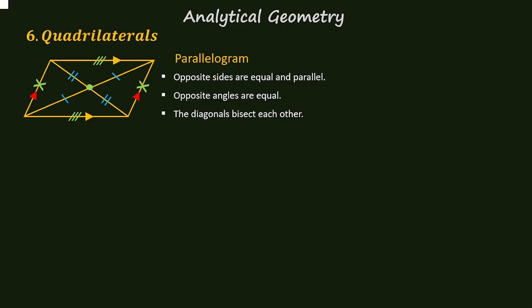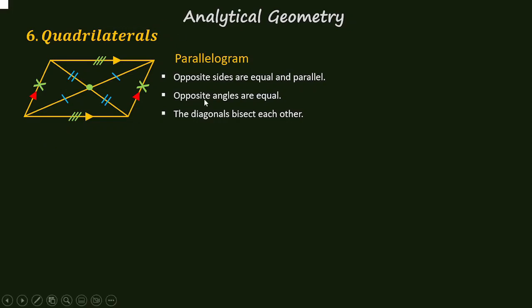Let us now look at some quadrilaterals that you will need to solve most of your problems in analytical geometry. Okay, let's start right away with the parallelogram. A parallelogram is any four-sided figure, because quadrilaterals are actually four-sided shapes. So your parallelogram is any four-sided figure whose opposite sides are equal and parallel to each other. So in this case, this side and this side are equal and they are parallel to each other. This side and that side are equal to each other and they're also parallel to each other.